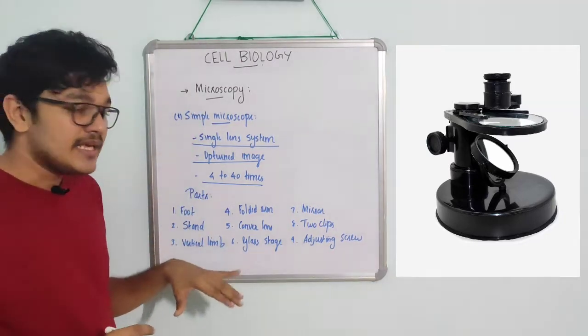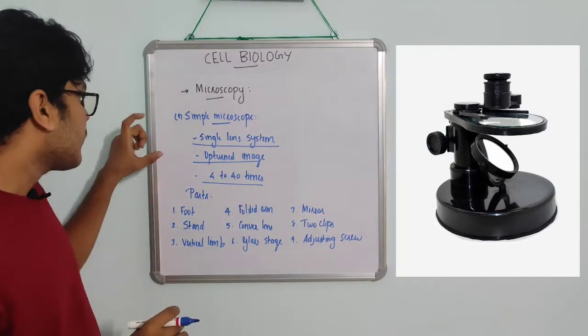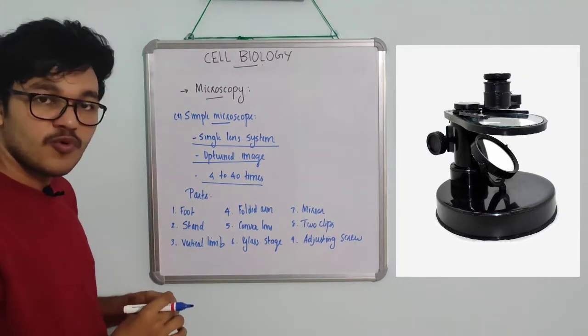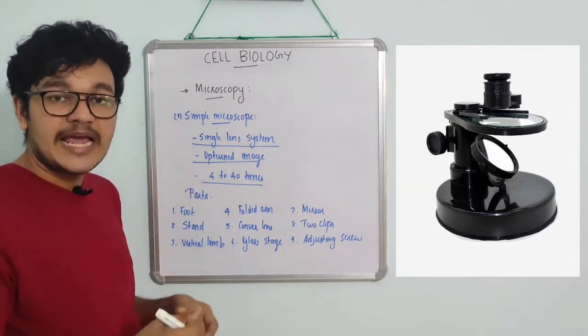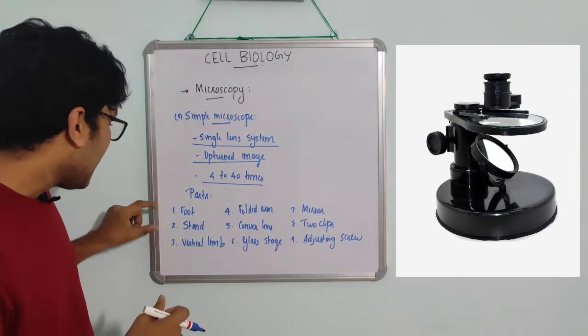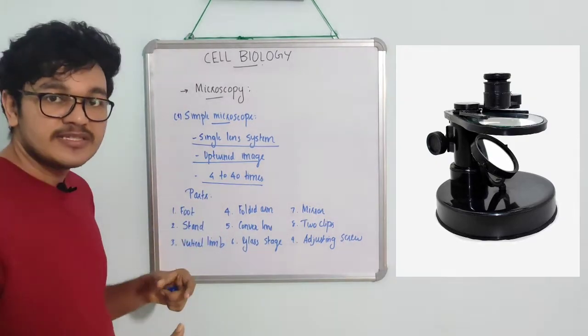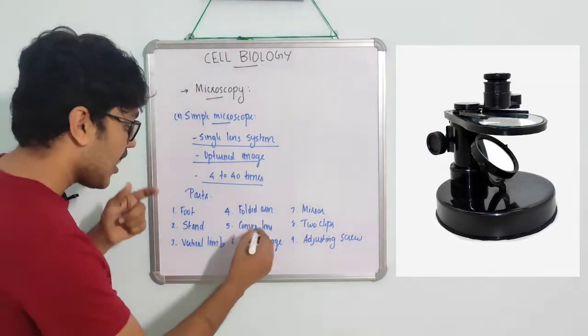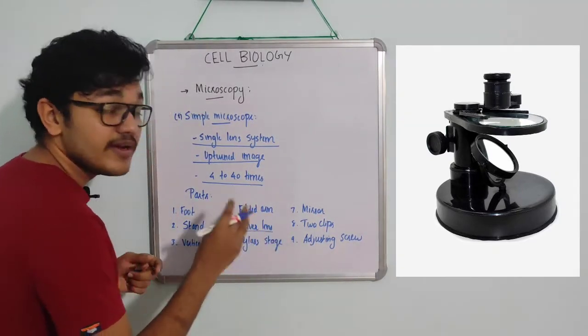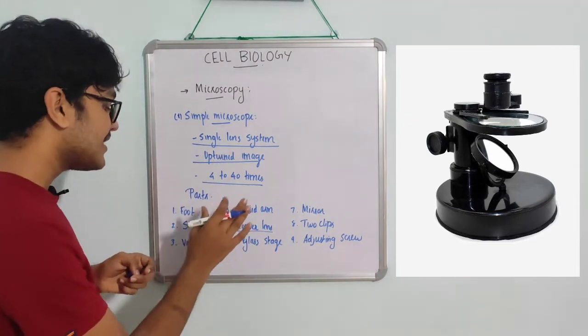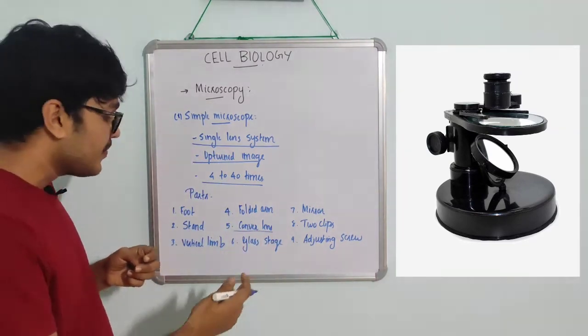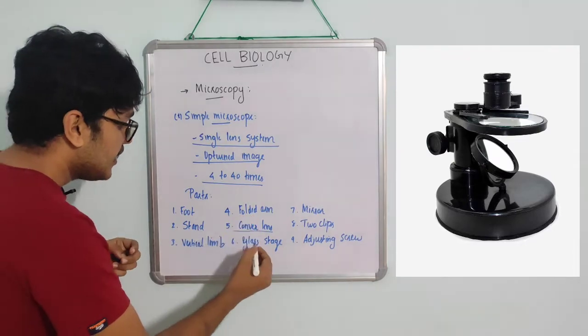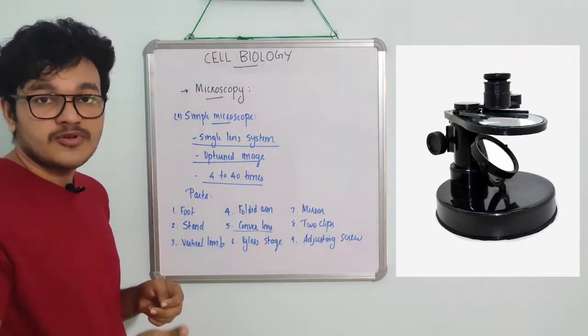Now when you are seeing the parts of a simple microscope, the first one is the foot, which helps the simple microscope to stand. There is a stand in which the vertical limb is attached, and you can see a folder down where the convex lens is seen. So a convex lens, not a biconvex lens, is attached. It can be foldable, can be movable, and there is a glass stage for the light to come to the object.